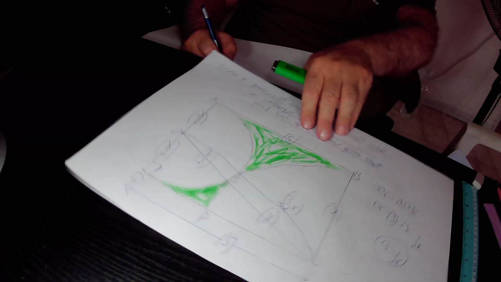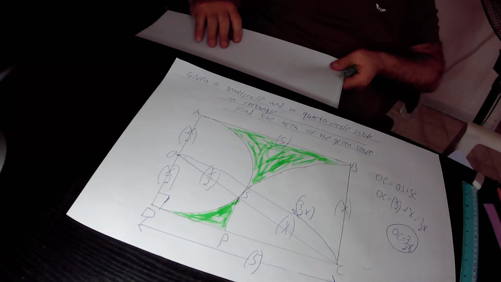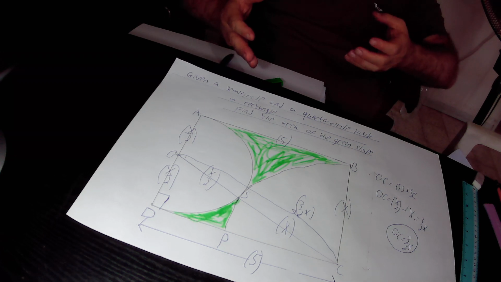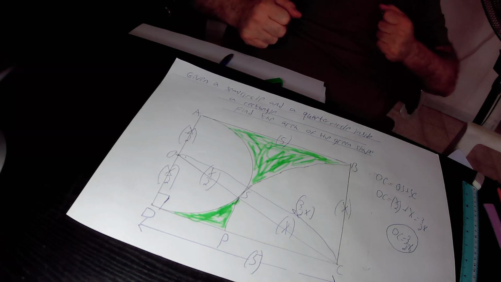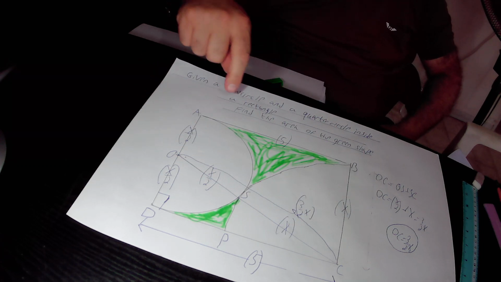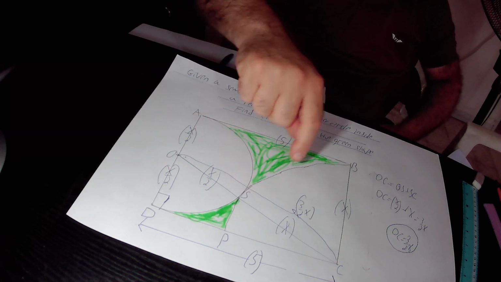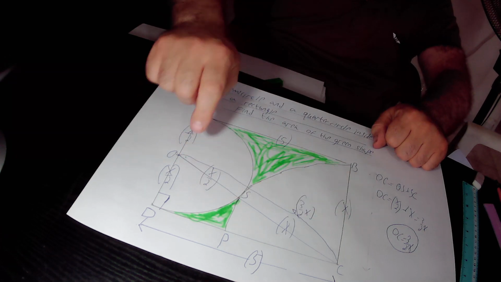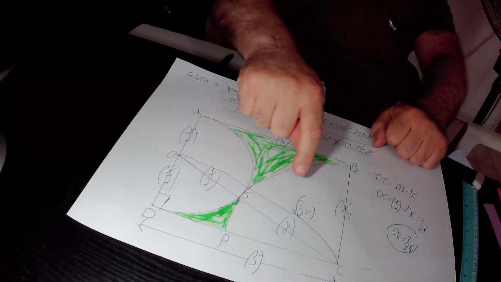Our mission is to find out the area of this green shape. So what is the area of the green shape? From the drawing it is very easy to see that the area of this green shape equals the area of rectangle ABCD minus the area of this semicircle minus the area of this quarter circle. Again, the area of this green shape equals the area of rectangle ABCD minus the area of this semicircle minus the area of this quarter circle.